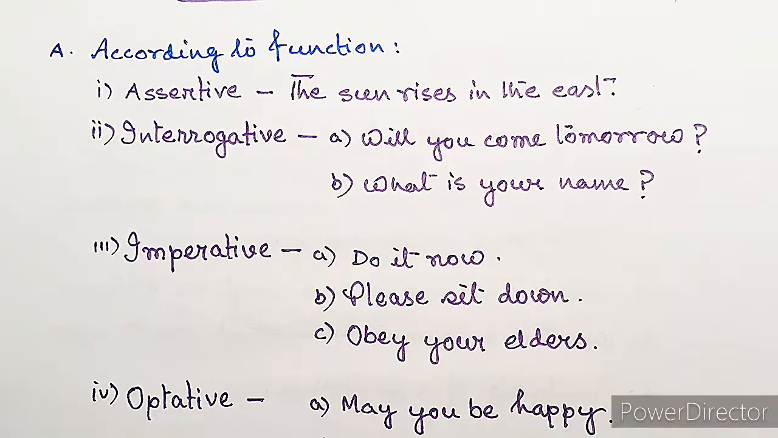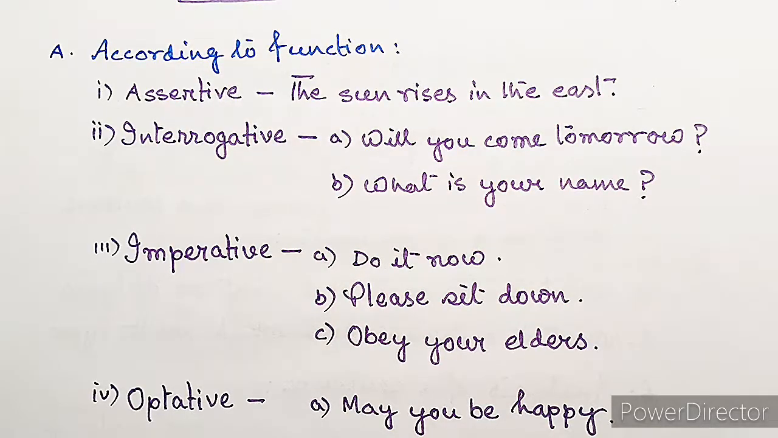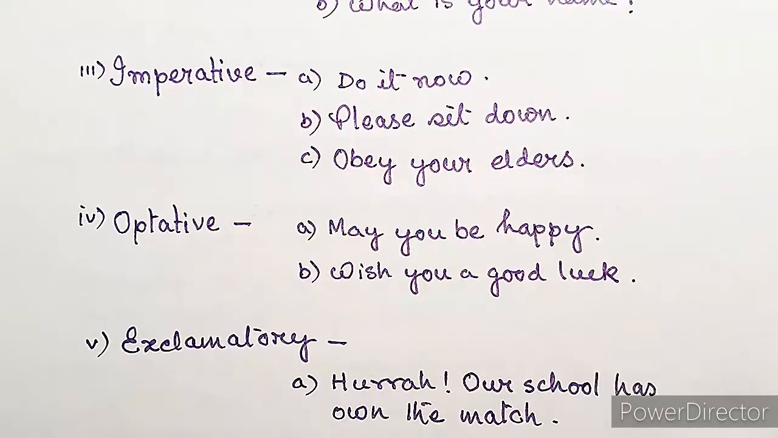See the examples. Will you come tomorrow? This is an example of a simple question. And what is your name? This example is a WH question. Now the imperative sentence. See the examples. Do it now, please sit down, obey your elders. So, these types of sentences express the orders, requests and advices, etc.